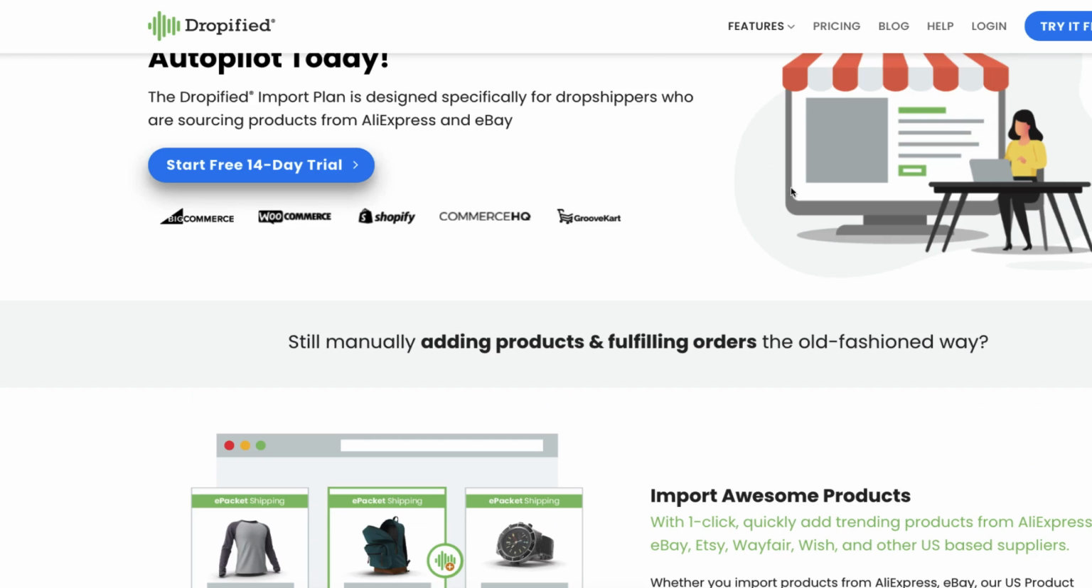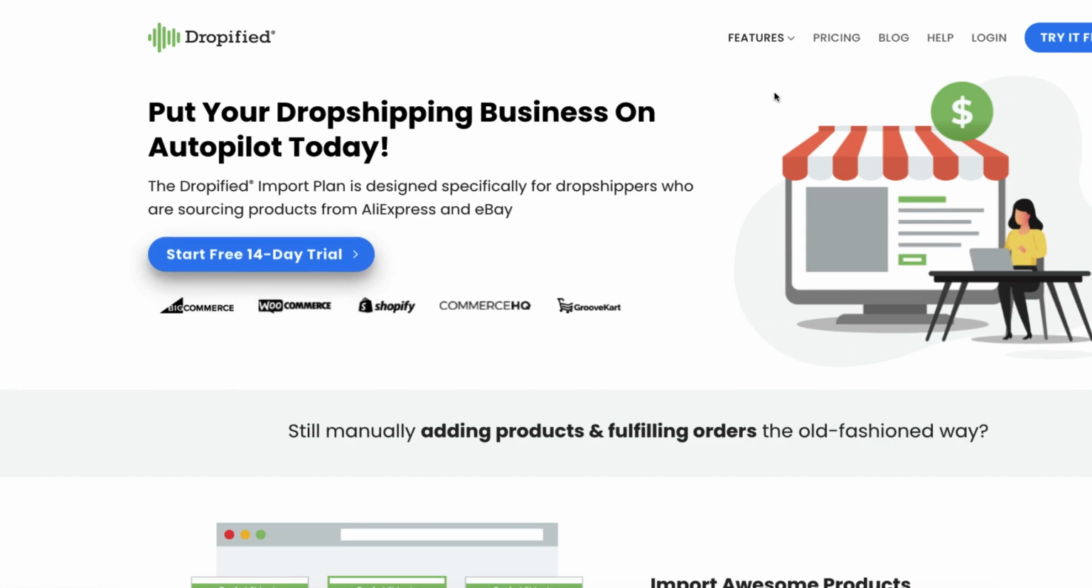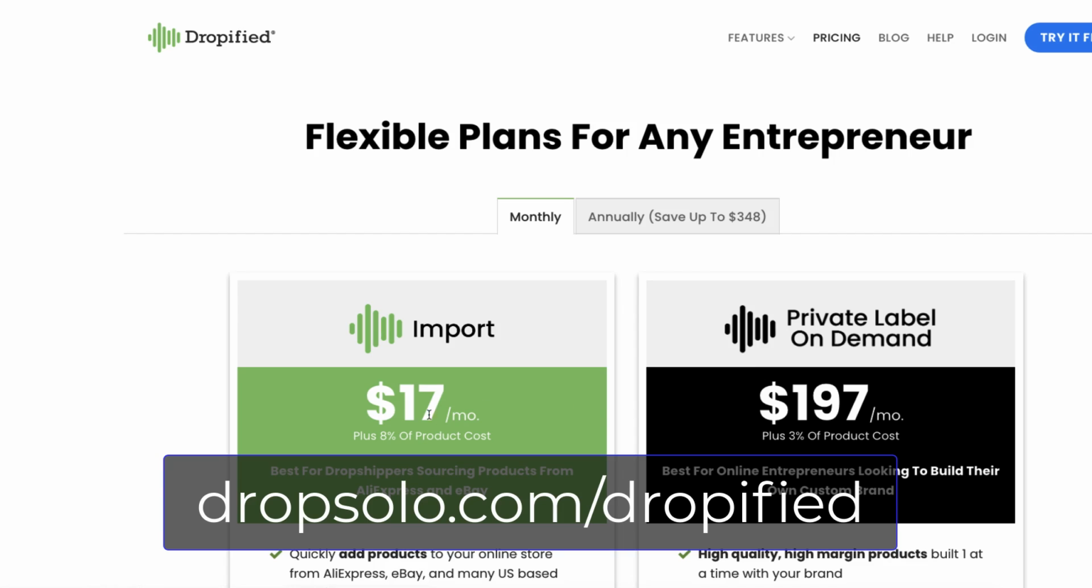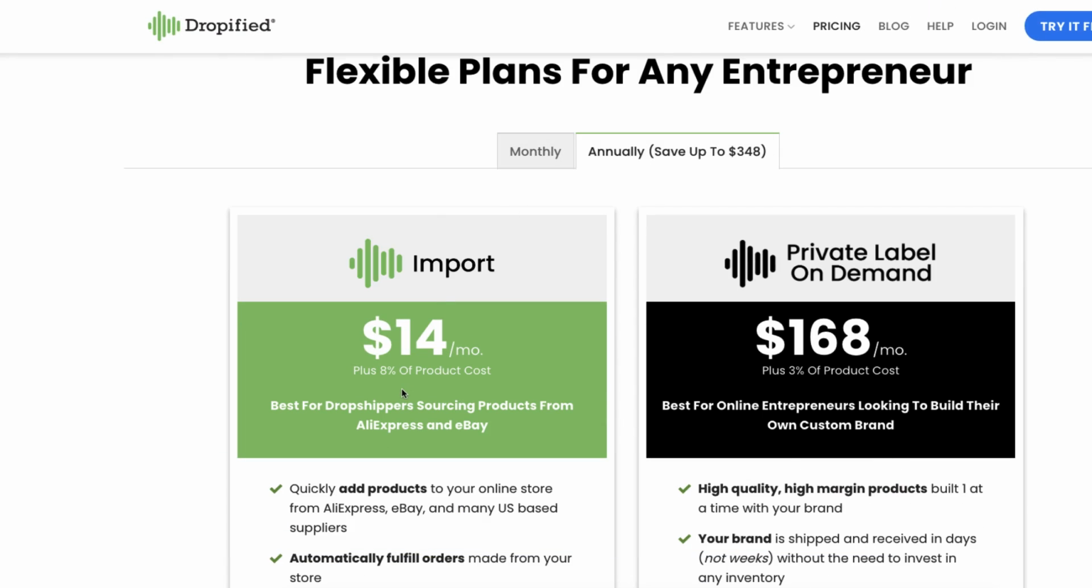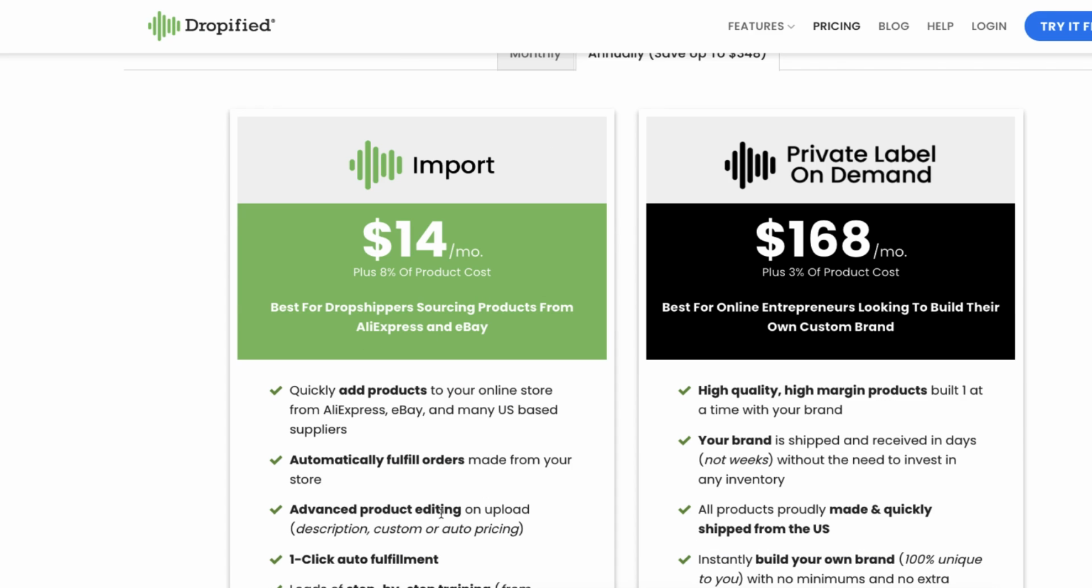It is paid, but they have a version that is only $17 a month right there. And if you pay for the whole year at once, then it's only $14 a month. And it also has a feature where you can actually automatically fulfill orders if you want.